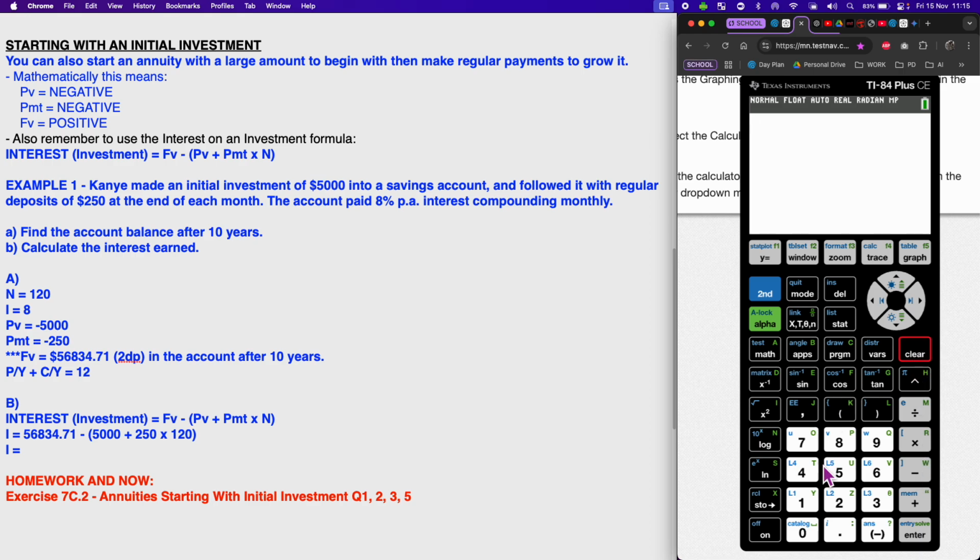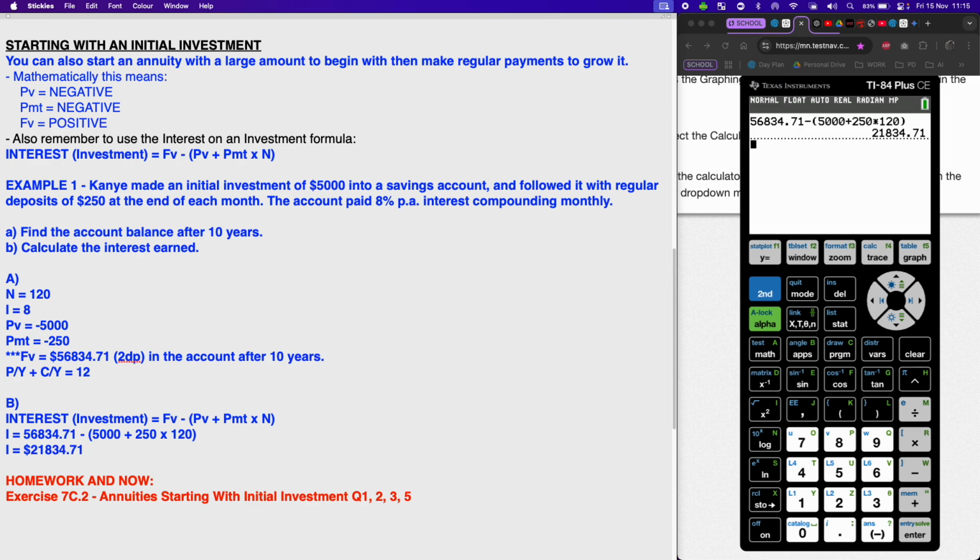This is just the calculator setting, and you have an advanced calculator available here where you can use brackets and everything. So I'm just going to go 56,834.71 take away in brackets 5,000. You can trust this calculator to know how to do BEDMAS, unlike the Apple one, which is a bit sketchy. So that tells you that the bank in that time paid him $21,834.71 in interest just for doing his thing.